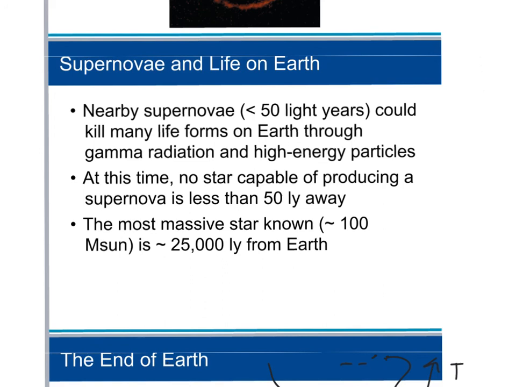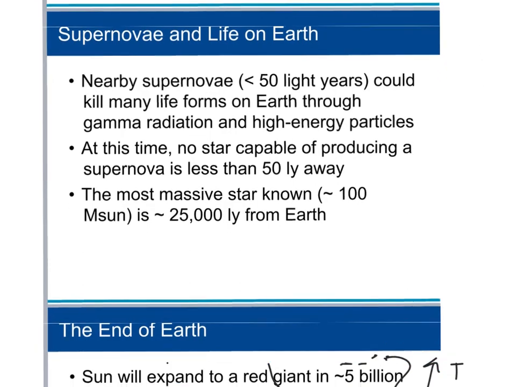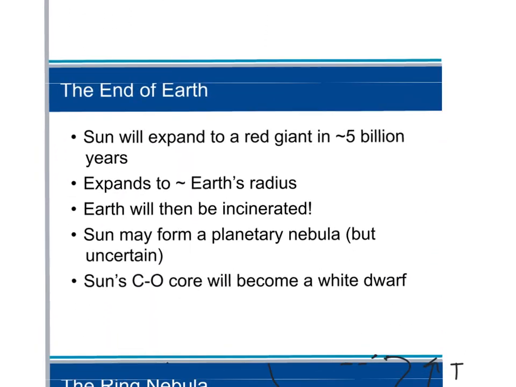can kill many life forms on Earth through gamma radiation and high energy particles. But at this time, no star is capable of producing a supernova less than 50 light years away. The most massive star known is about 100 times the mass of the sun, and it's about 25,000 light years from Earth. So we don't have to worry about being extinguished by a supernova.